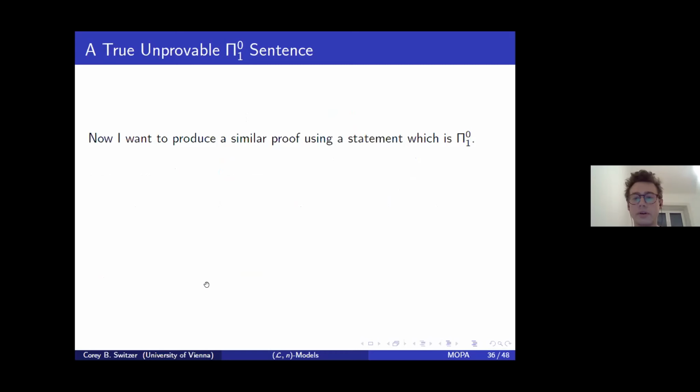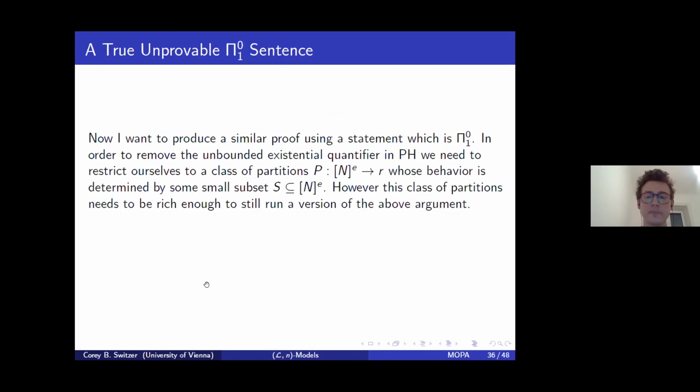Now, I want to do this again, but for a Pi^0_1 sentence. How are we going to do that? The idea is that we need to remove this unbounded existential quantifier in PH, the one that was the exists of big enough n so that you can do whatever. What I need is to restrict my sentence to some class of partitions P whose behavior is already determined by some small subset S, whose size I can control in a bounded way.